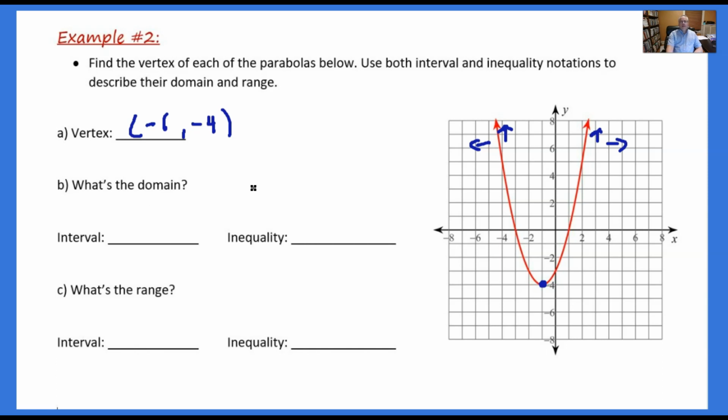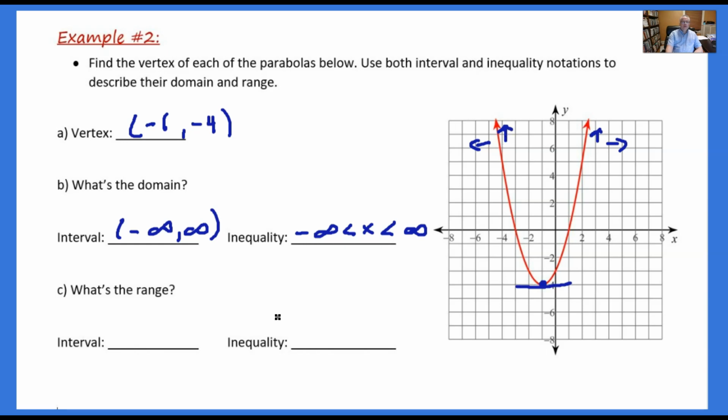So now when it's asking the domain, we see that this parabola goes all the way to the left to negative infinity. It keeps going to the left, and similarly, it keeps going to the right. So we can write this as an interval, all right, from negative infinity to infinity. We could also write this as an inequality. That means all x values that are between negative infinity and infinity, which is really all the numbers on the number line.